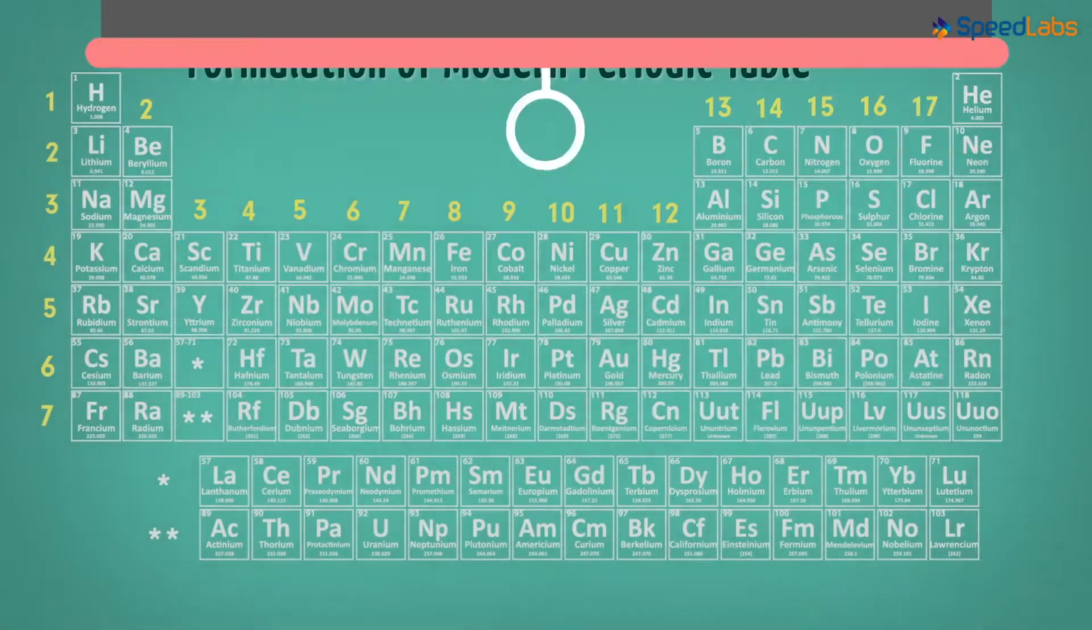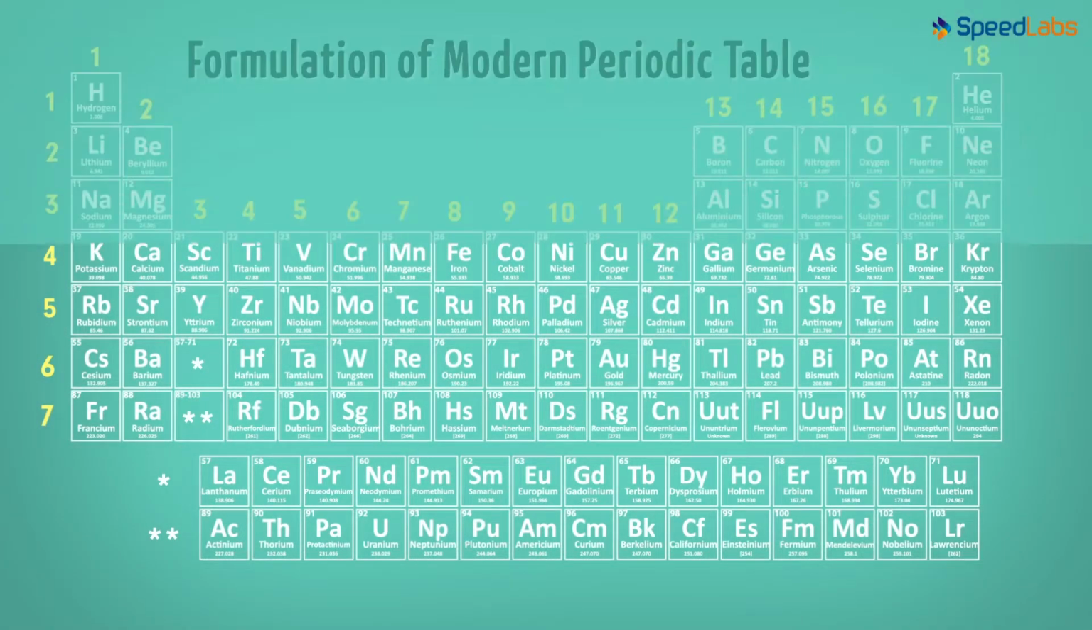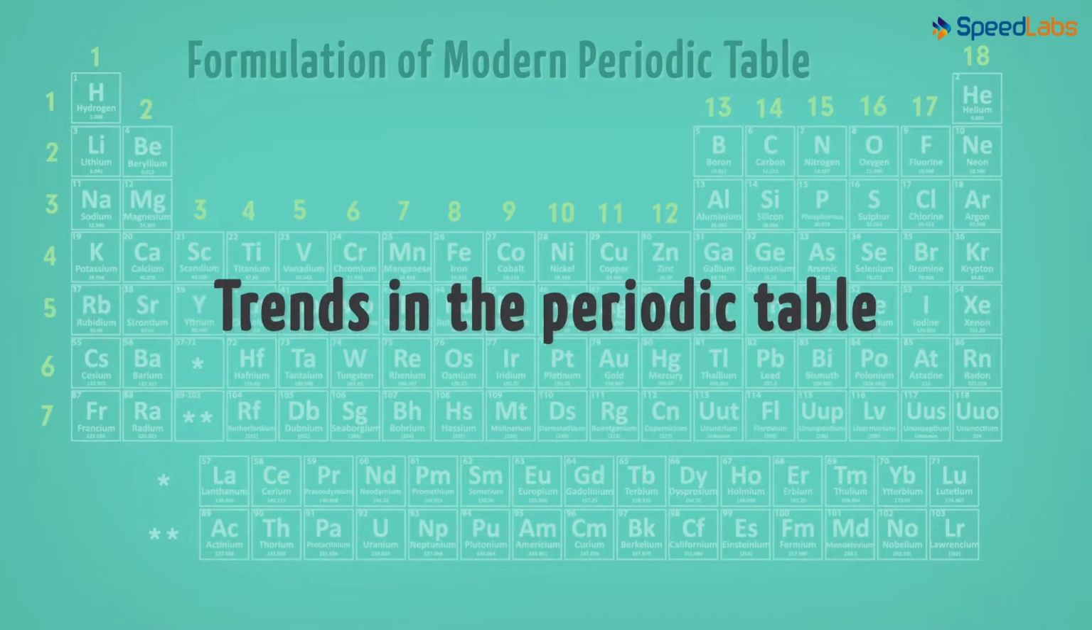We have taken a look at how the elements are arranged and how the columns and rows are defined. Next, we define the trends that help us study these elements better.